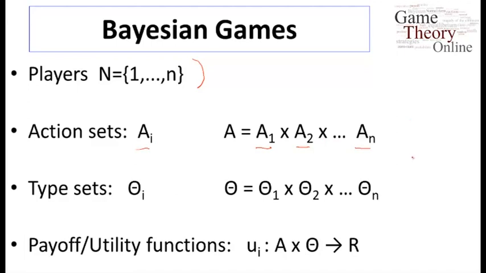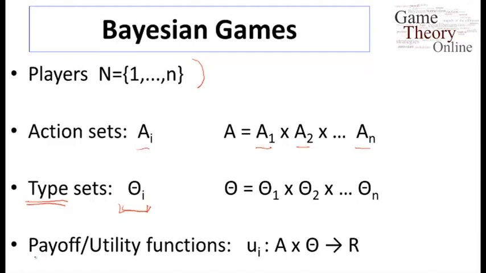And now what's going to allow us to incorporate uncertainty in terms of what players know about each other and what they know about the world is going to be through these types. So types is the word that's usually used, type sets. So each player will have a type set, and that'll encode what they know about the game, what the payoffs are, and so forth.